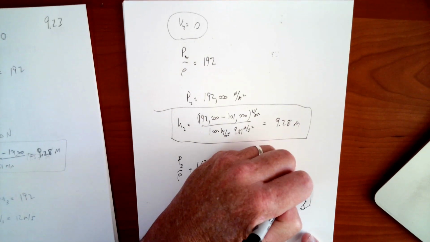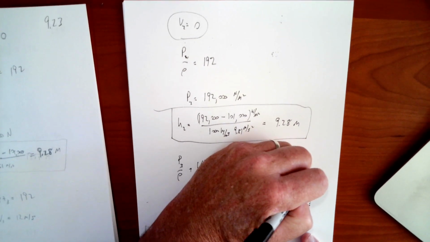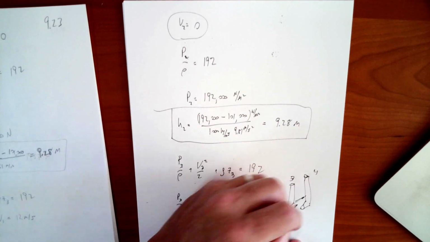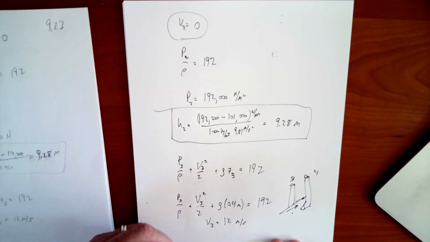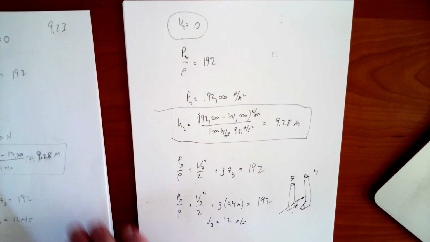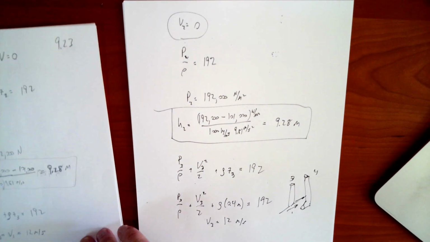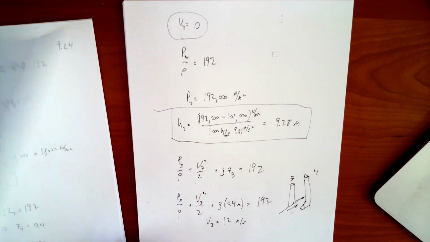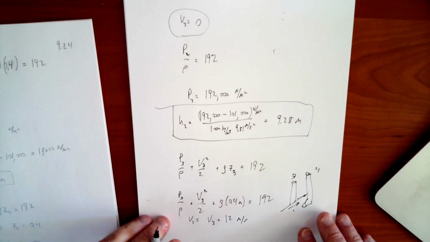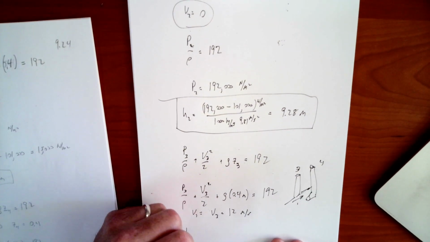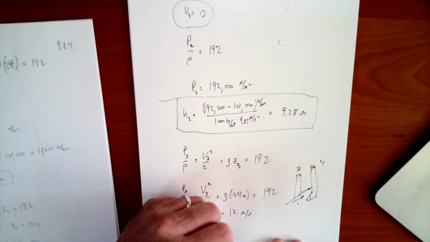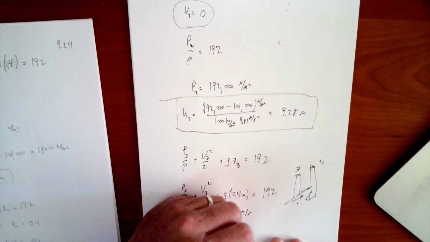So this is 3 and this is 4. So the flow is going right by here. There's no velocity change. So that's going to go in there, and then I can solve all of that for P3. V1 equals V3 equals 12 meters per second. So P3 is equal to 116,000 newtons per meter squared.